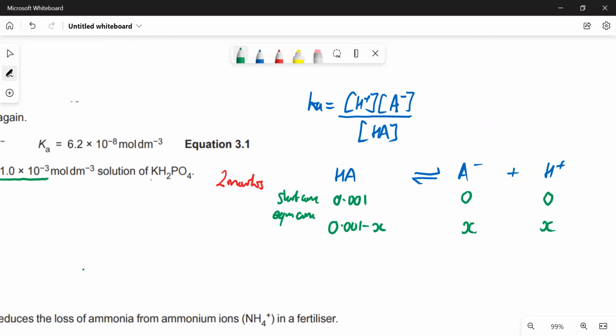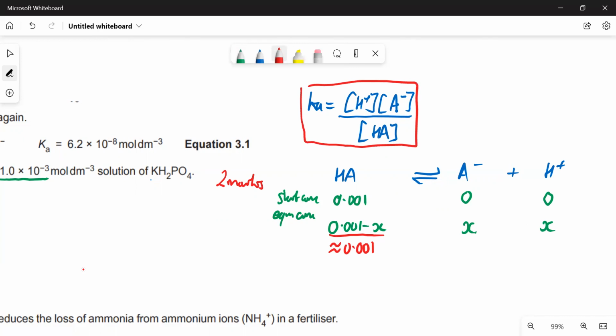Now we'll do a little cheat here as well. This is a weak acid, so that means X is very, very small. It's much smaller than 0.001. So 0.001 minus X is approximately equal to 0.001. We always do that. That means we'll avoid having a quadratic equation. Okay, so we've got to put the numbers into this equation here.